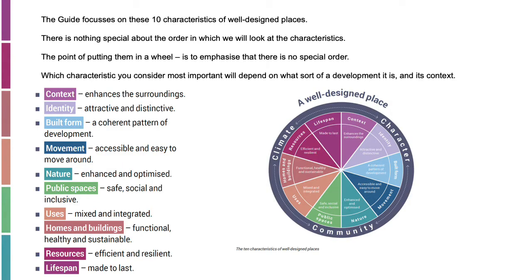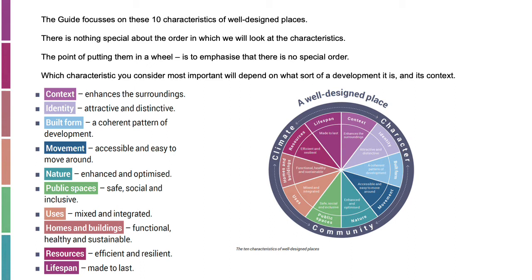The guide focuses on these 10 characteristics of well-designed places. There's nothing special about the order in which we will look at the 10 characteristics. The point of putting them in a wheel is to emphasize that there is no special order. Which characteristic you consider most important will depend on what sort of a development it is and its context.